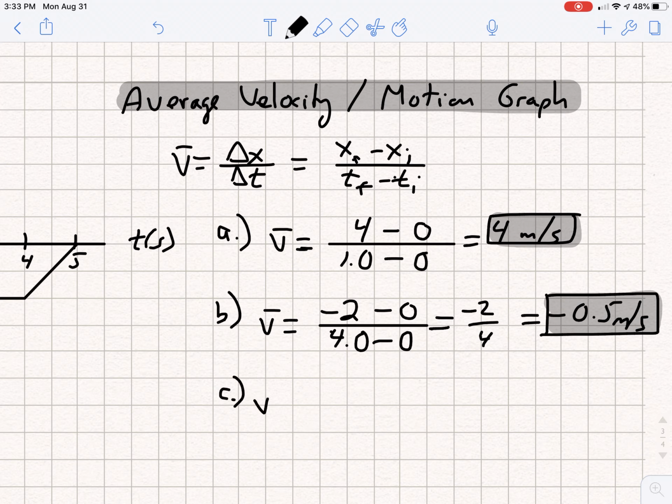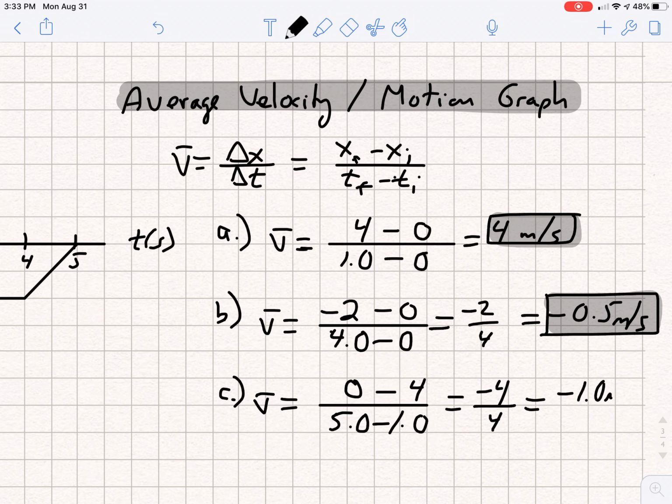Letter C, we're going from 1 to 5 seconds. So my time interval would be 5 seconds minus the 1 second for a 4-second time interval. At 5 seconds, we have a position of 0 on the graph. And at 1 second, we have a position of 4. So taking negative 4 over 4, we get an average velocity of negative 1 meter per second.